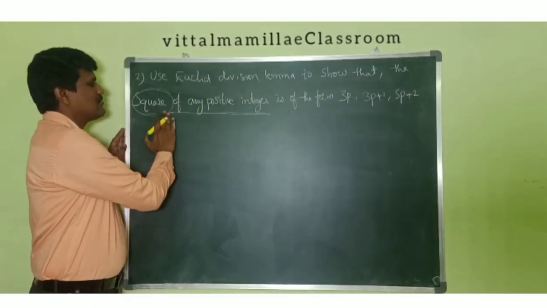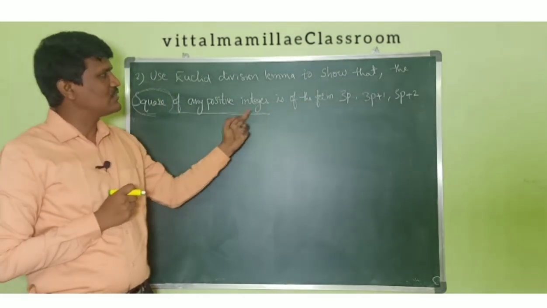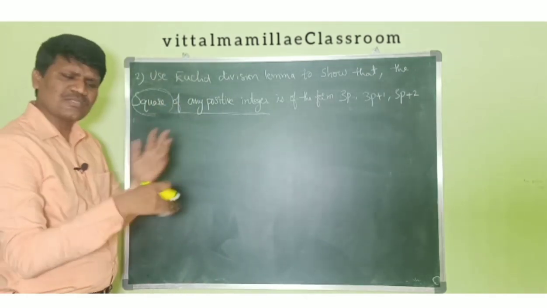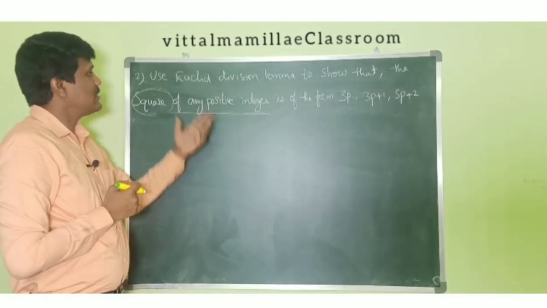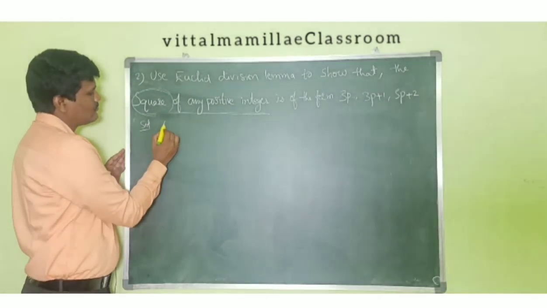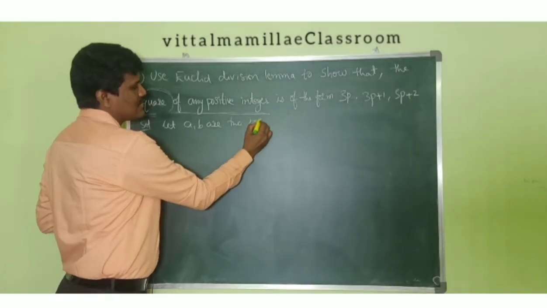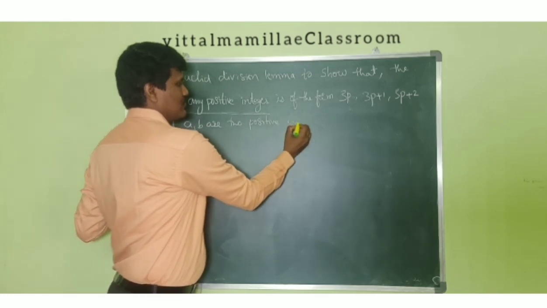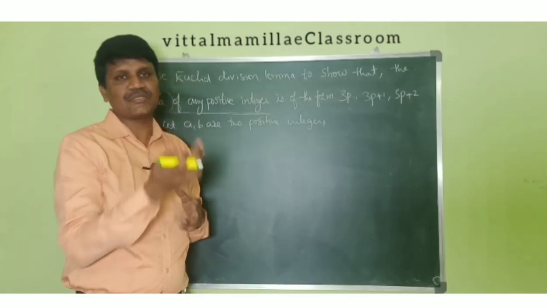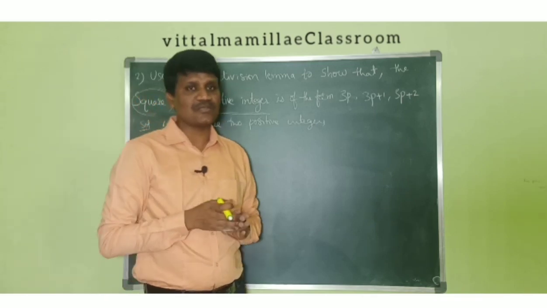Now let us solve this problem. Use Euclid division lemma to show that the square of any positive integer is of the form 3p, 3p plus 1, 3p plus 2. So same as the previous problem, whenever it is asked to use Euclid division lemma, you should first let a, b be two positive integers. The process is the same for everything. The only thing is, if they ask square, you should do the square. If they ask cube, you should do the cube. Let us do one problem on the cube also.